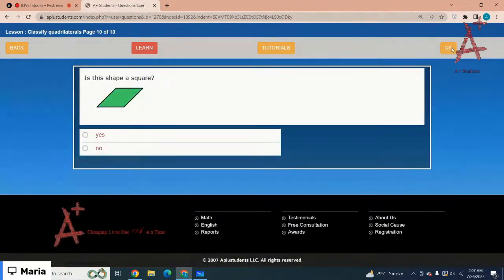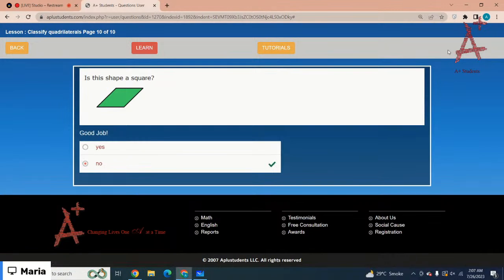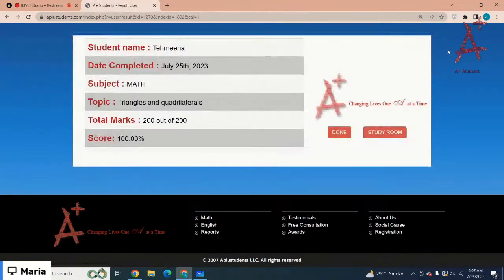Is this shape a square? Which is the correct option? No, this is not a square, because a square has all four angles that are right angles. For this one, they are not right angles. So no, this is not a square. Okay, we are done with the lesson. Let's just start with the next one.